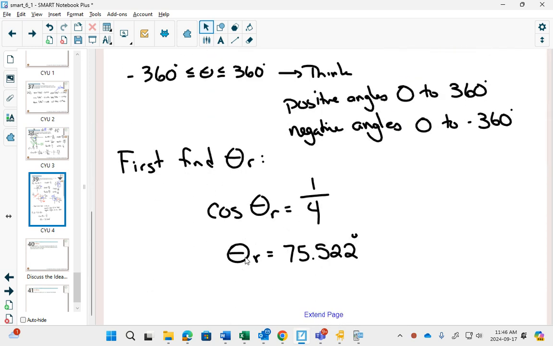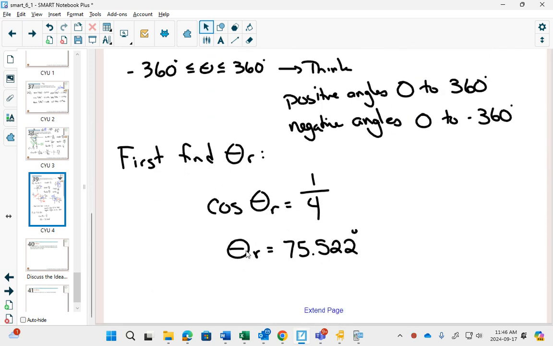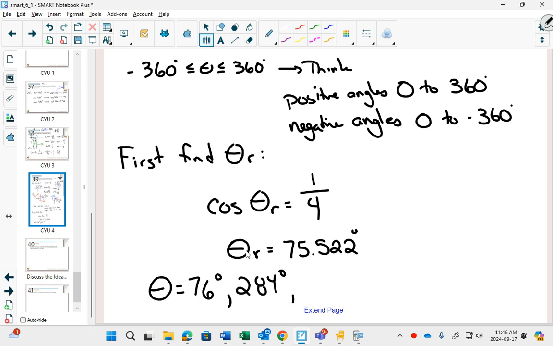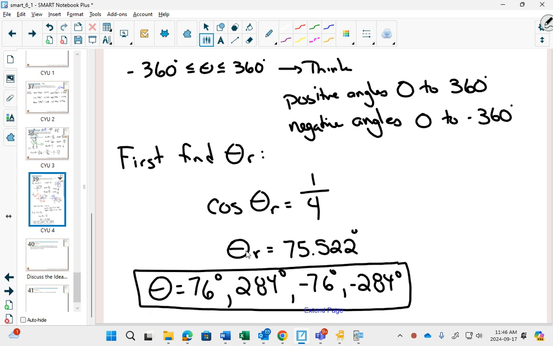So when we go to write our final answers here, theta equals 76 degrees, 284 degrees, negative 76 degrees, and negative 284 degrees. In AP Calculus, when you get a final answer, they like you to put a box around it, so it's good practice for us to do that already.